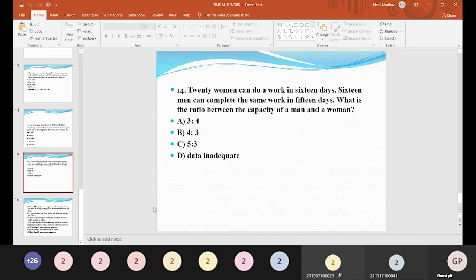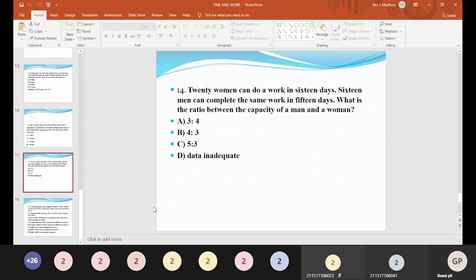Coming to the 14th problem, 20 women can do a work in 16 days. 16 men can complete the same work in 15 days. What is the ratio between the capacity of a man and a woman? The ratio is 3 is to 4, or 4 is to 3, or 5 is to 3, or the data is inadequate. See here, let us take 20 women can complete the work in 16 days.